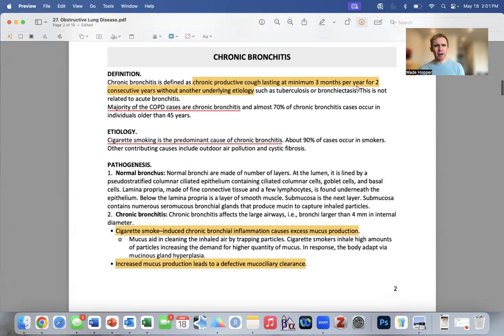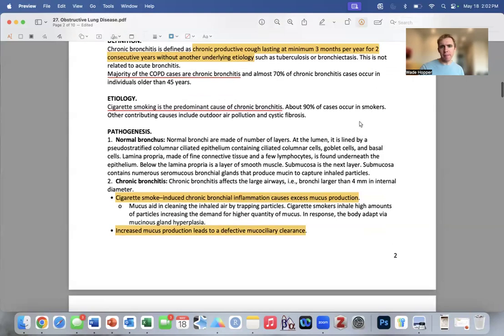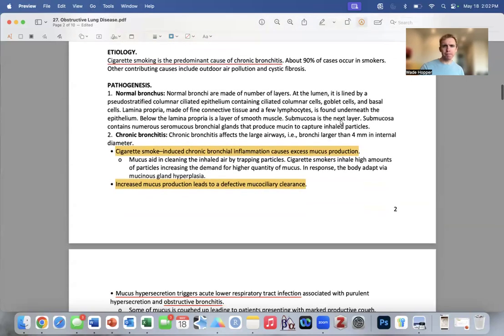So then we talk about chronic bronchitis, which is defined as a chronic productive cough lasting at least 3 months per year for at least 2 consecutive years without another identifiable etiology. And if somebody has cystic fibrosis or tuberculosis or something, you've got to make sure that there's nothing super rare going on. But that'll probably be more obvious. If you can't diagnose anything else and they do have this chronic productive cough, you can say they've got chronic bronchitis. Tends to be in older people. About 90% of cases occur in smokers.